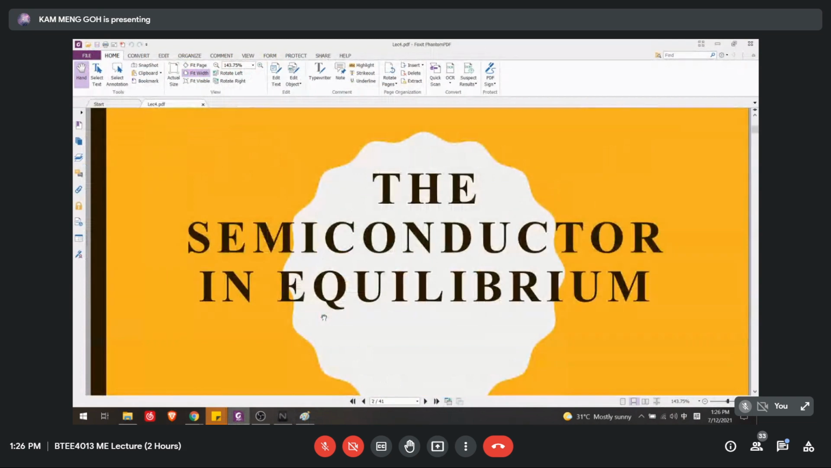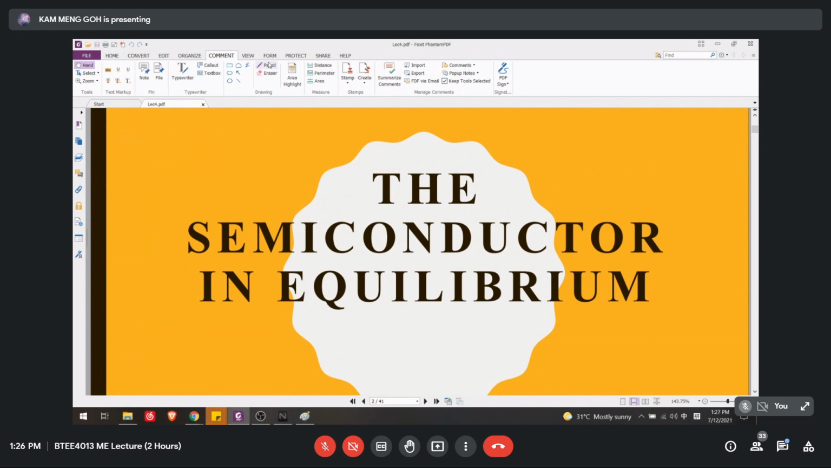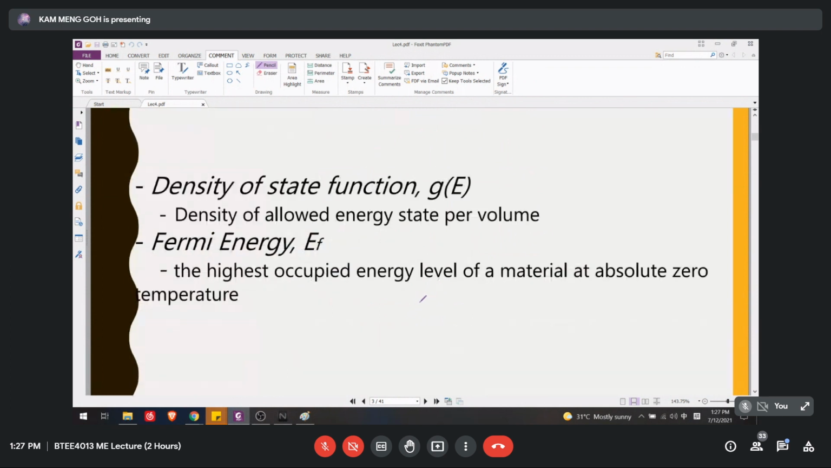Okay, today we are going to learn about the semiconductor in equilibrium. Every time before we provide any energy or any heat, if we didn't provide anything, the semiconductor will be in the equilibrium state. But what is the equilibrium?